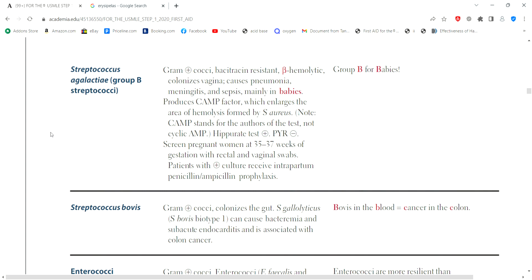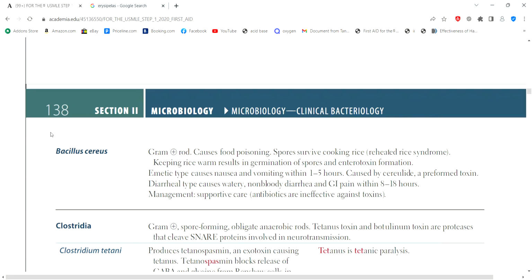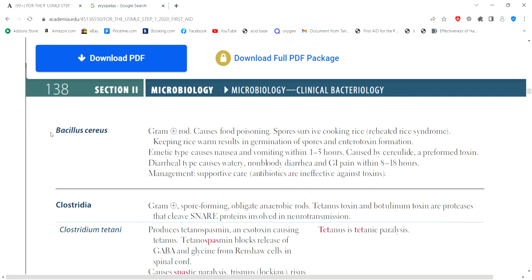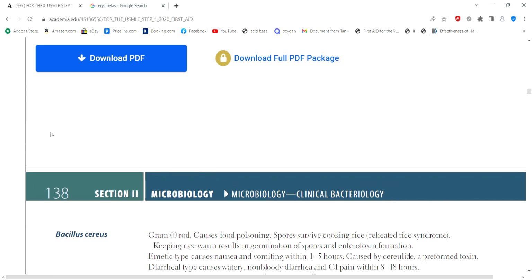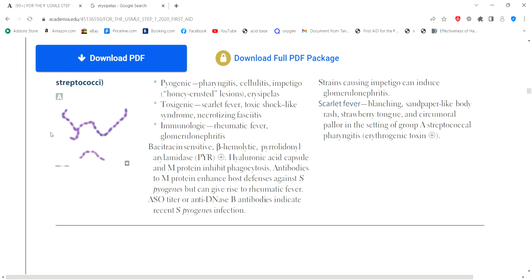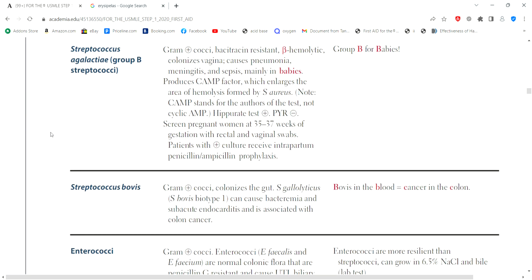All right, so we're gonna do up to anthrax, up to Clostridia, and then we'll end this for today. Then we'll do the rest tomorrow.